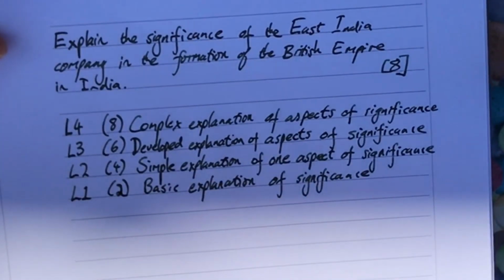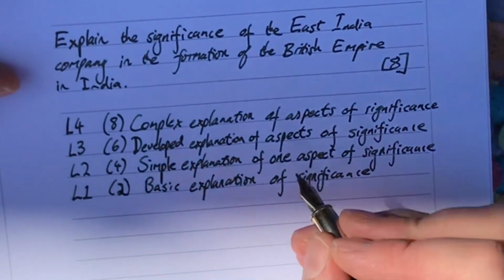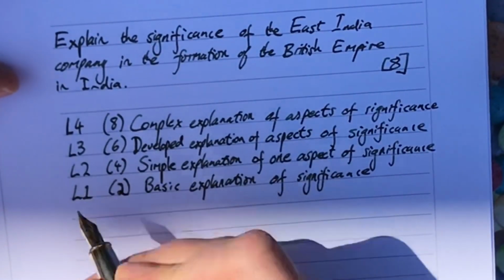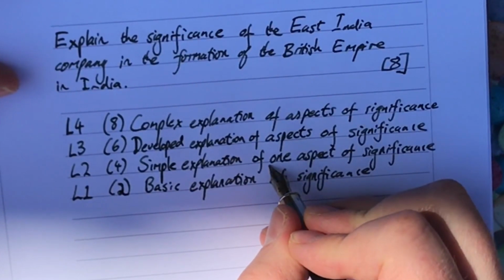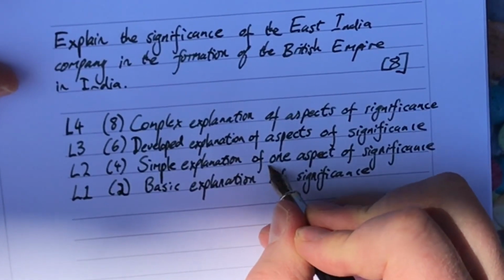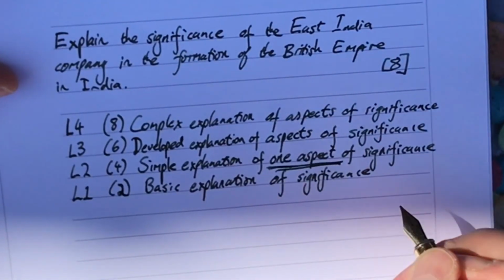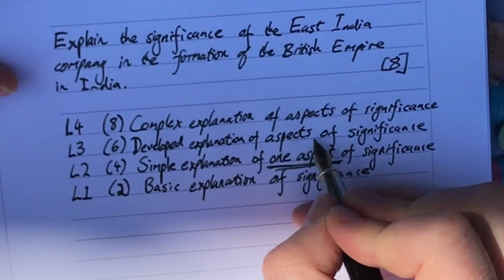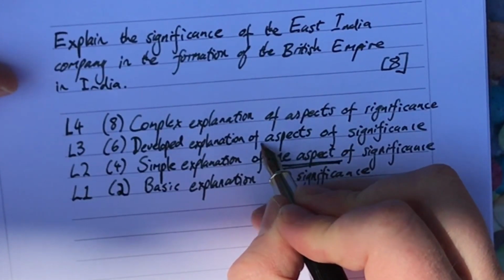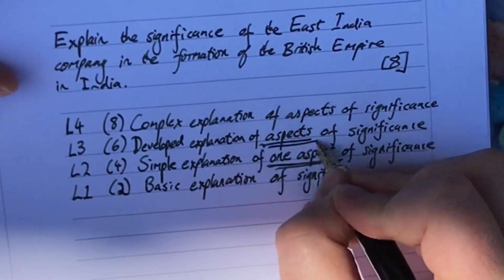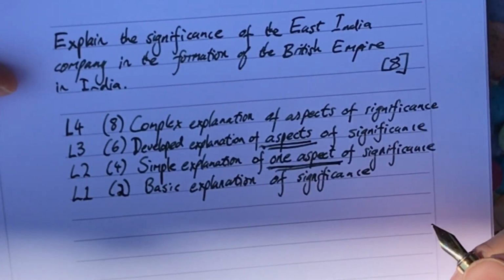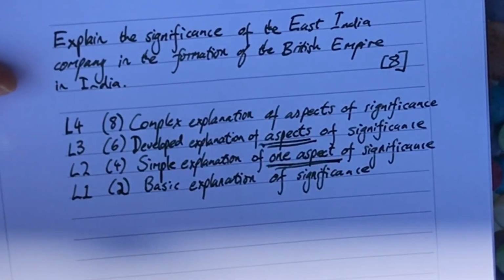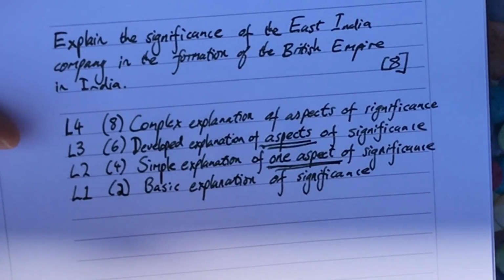But there's one specific thing in this that I really want us to take notice of, and that's this. In level 2, all you would be doing would be explaining one aspect of significance. If you start to explain more than one aspect of significance, you move it up into level 3 overall, and we'll talk about what a complex explanation might look like in a moment.